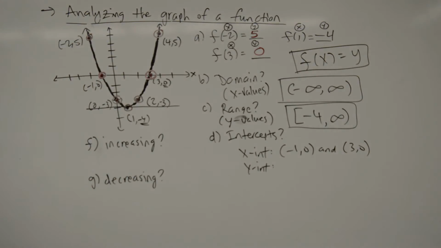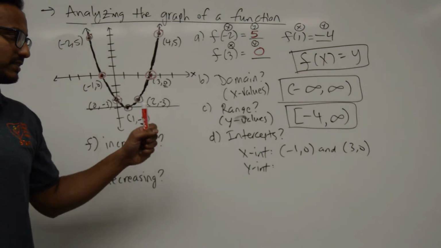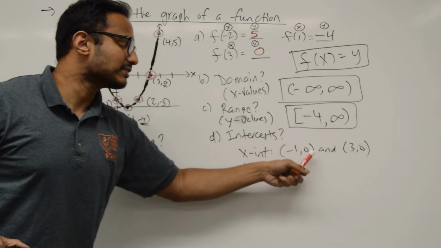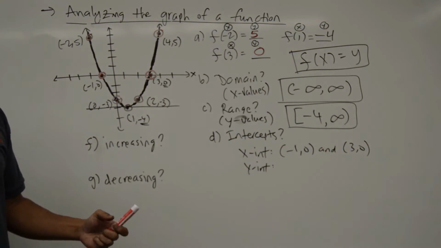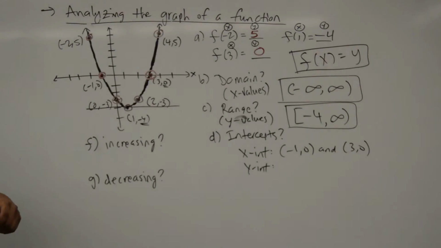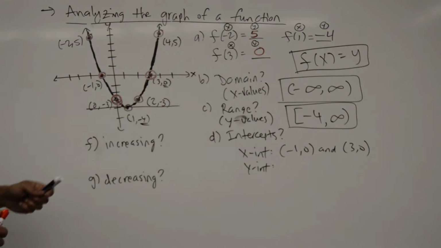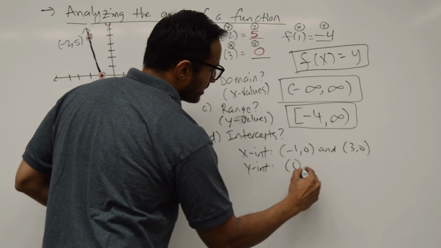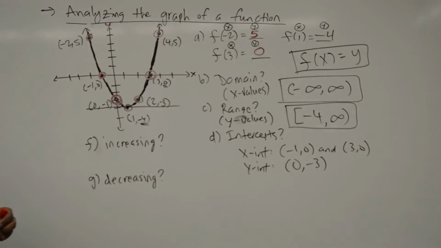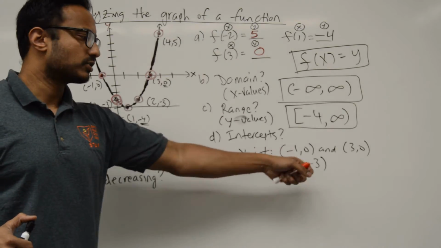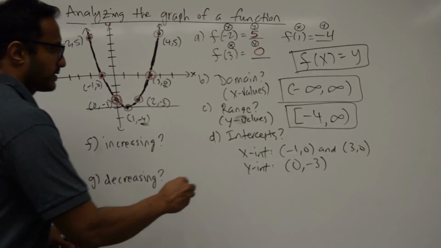And from the section on lines, we learned that x-intercepts have a y value of 0. So we can just look at which points have a y value of 0, and those are going to be your x-intercepts. The y-intercept is where this graph crosses the y-axis. So this is your y-axis, and the graph crosses the y-axis at this point. And that point is going to be (0, -3). So the y-intercept is (0, -3). Another way to think about that is the y-intercept is when the x value is going to be 0. So we have (0, -3) as your y-intercept.